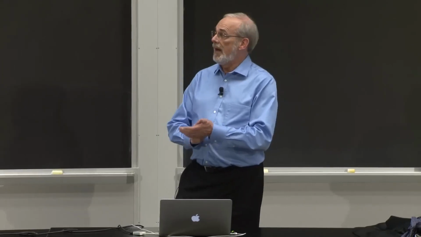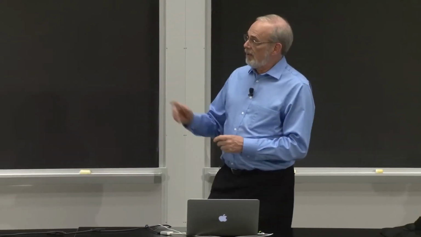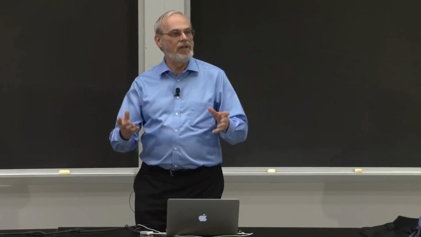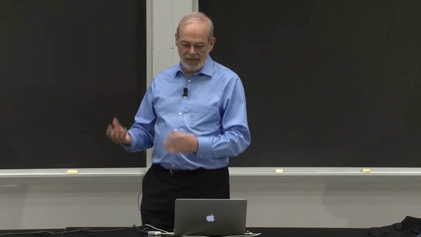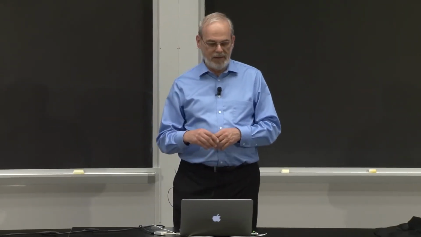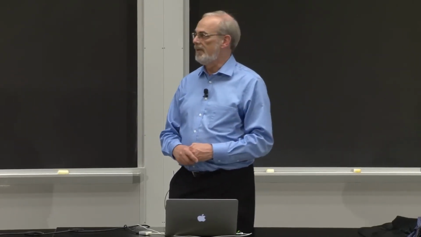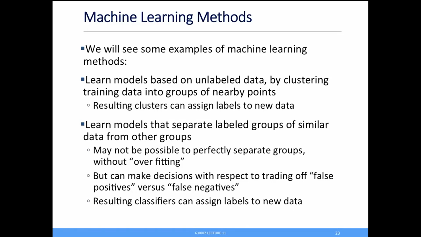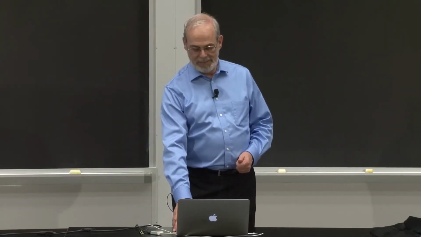So what we're going to do over the next 2.5 lectures is look at how we can write code to learn that way of separating things out. We're going to learn models based on unlabeled data. That's the case where I don't know what the labels are, by simply trying to find ways to cluster things together nearby and then use the clusters to assign labels to new data. And we're going to learn models by looking at labeled data and seeing how we best come up with a way of separating, with a line or a plane or a collection of lines, examples from one group from examples of the other group, with the acknowledgement that we want to avoid overfitting. We don't want to create a really complicated system. And as a consequence, we're going to have to make some trade-offs between what we call false positives and false negatives. But the resulting classifier can then label any new data by just deciding where you are with respect to that separating line.